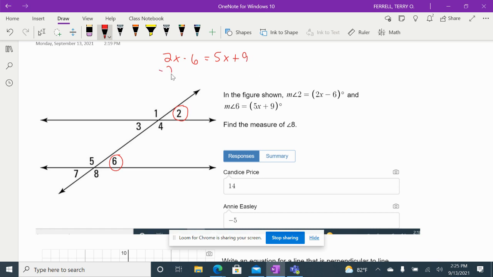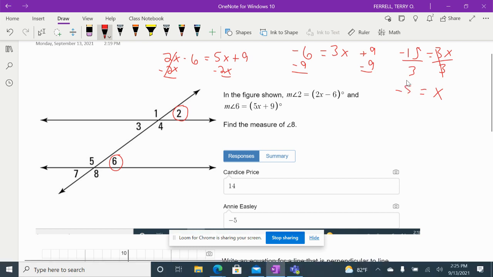This is just solving an equation, so I'm going to subtract 2x on both sides. That's gone. And I'm going to write it over here. So I'm going to have negative 6 equals, sorry about the flashing, 3x plus 9. And then what I would do is subtract 9 on both sides. So then you're going to have negative 15 equals 3x. Divide by 3. x equals negative 5. So x is equal to negative 5.